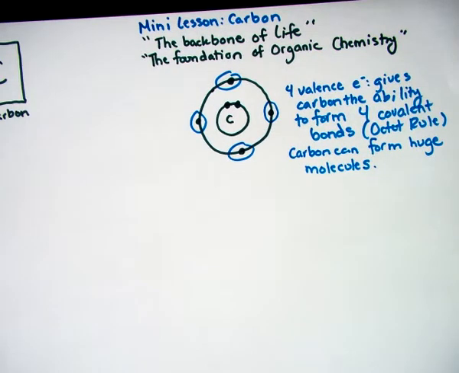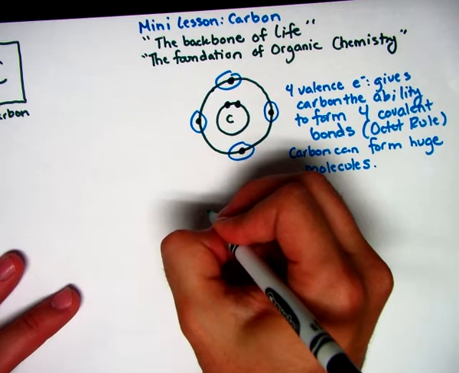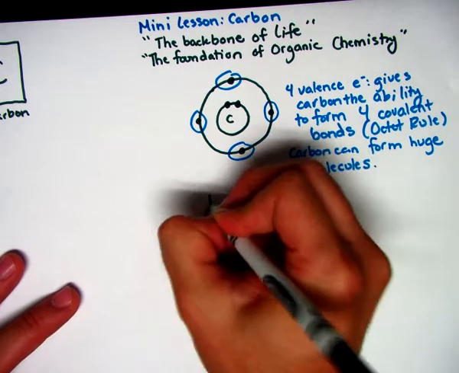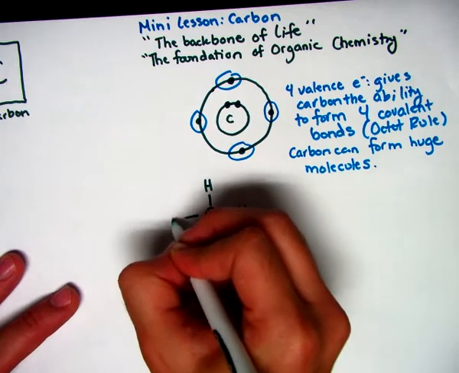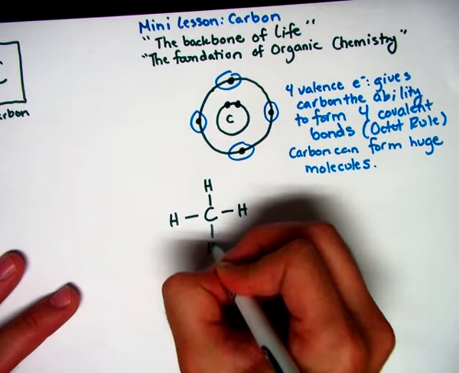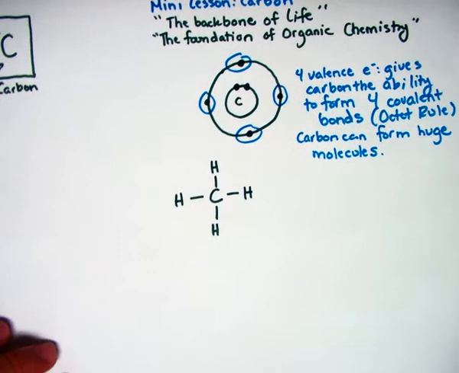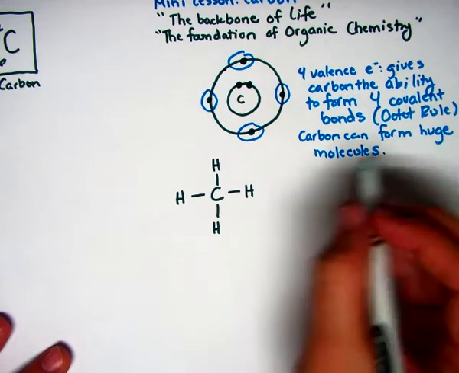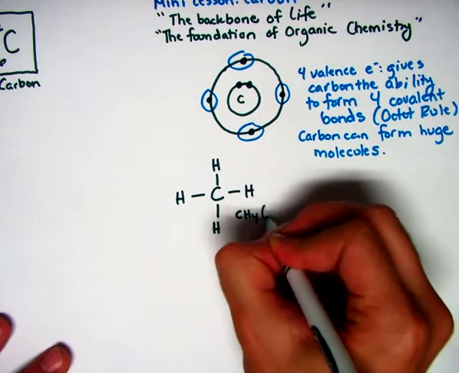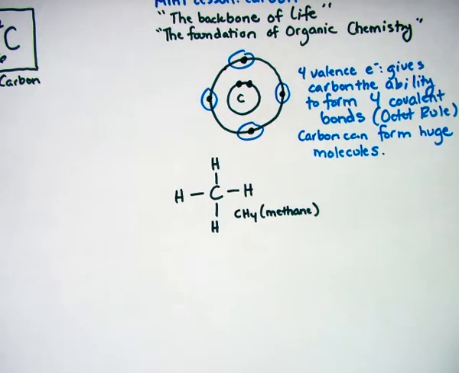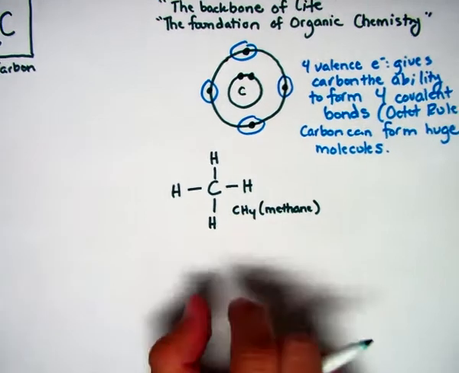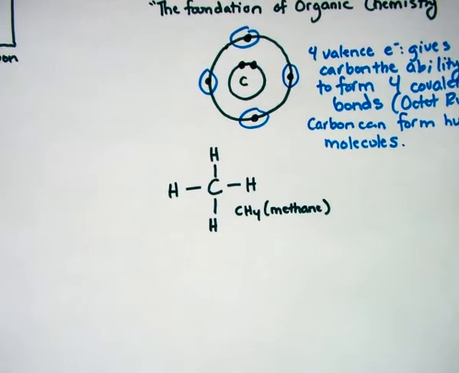So for example, let's take a look at this. So this is a molecule called methane, or CH4. Remember chemical formulas, they indicate how many of each atom. There's 1 carbon here and 4 hydrogens. Okay. We have 4 covalent bonds.